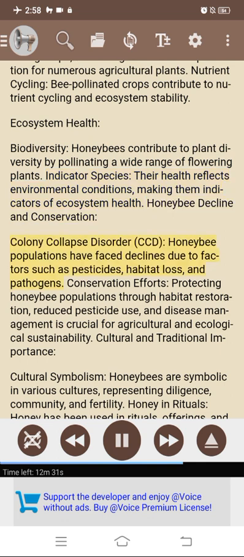Honeybee decline and conservation. Colony collapse disorder. CCD. Honeybee populations have faced declines due to factors such as pesticides, habitat loss, and pathogens. Conservation efforts.